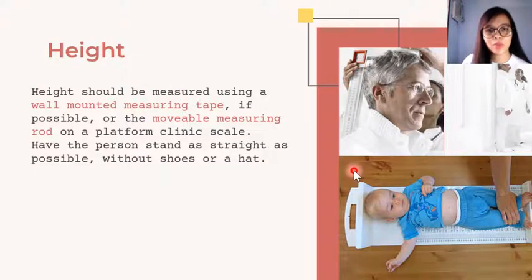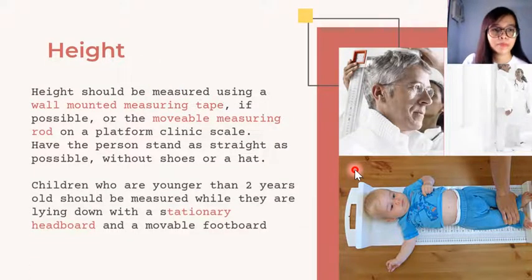And then we have children who are younger than 2 years old, who should be measured while they are lying down with a stationary headboard and a movable foot board. This is an example. That is a cute baby right there. This is your stationary headboard and a movable foot board. These two actually help to measure the patient's height more accurately.